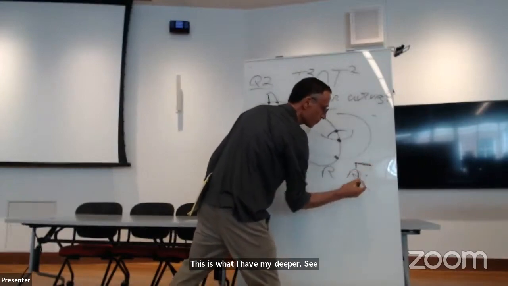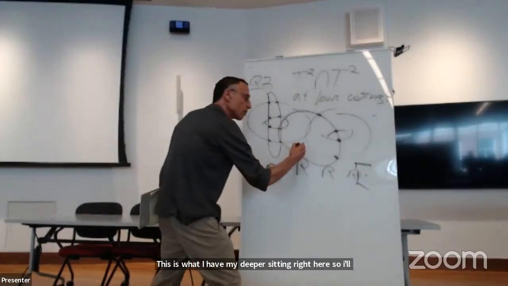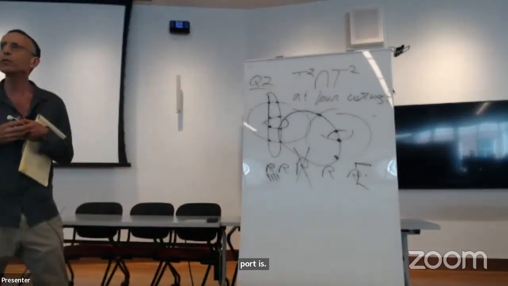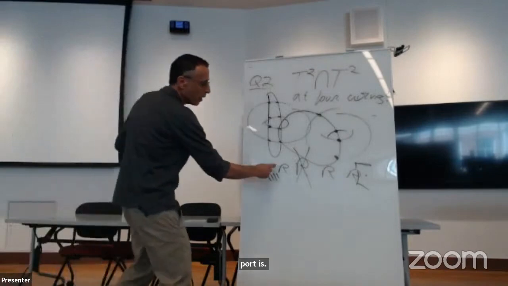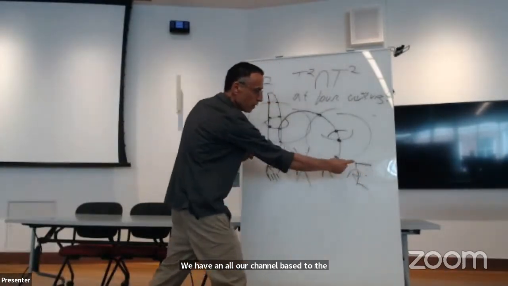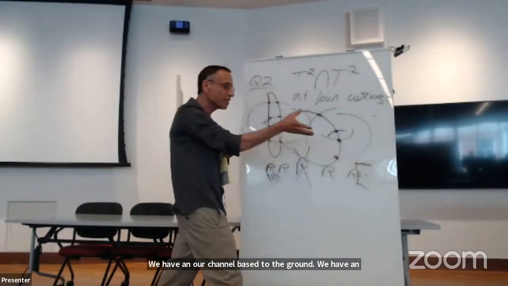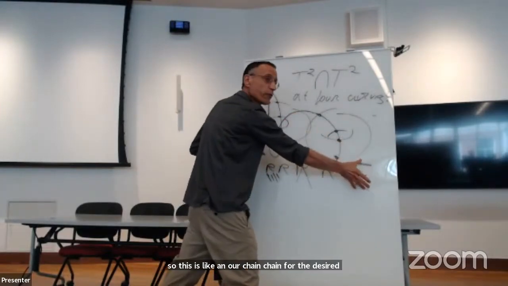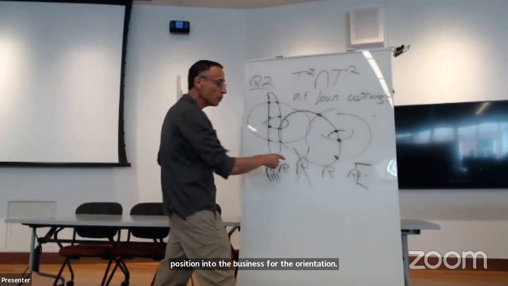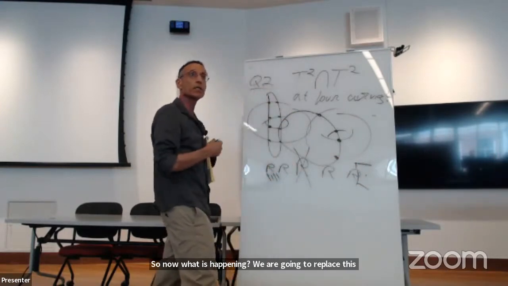So our approach is we cancel out the middle joint. We have an RR chain based to the ground. We have another RR chain to the desired position in 2 degrees of freedom of orientation. Okay, so now what is happening, we are going to replace this joint by a spherical joint.